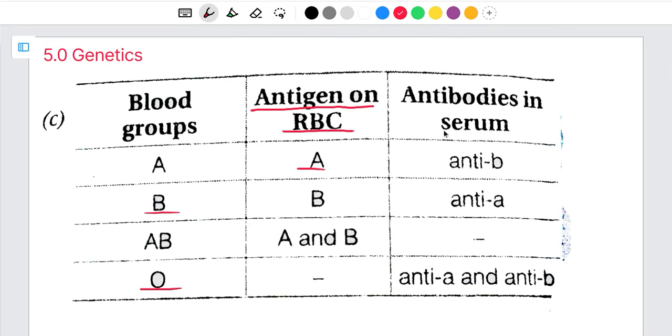So in terms of the serum, you are going to find antibody B, then antibody A, then antibody A and B for blood group O. This is very important, and you have seen the way they have written these in small letters, so you have to say anti-A, anti-B, and anti-A and anti-B for blood group O.